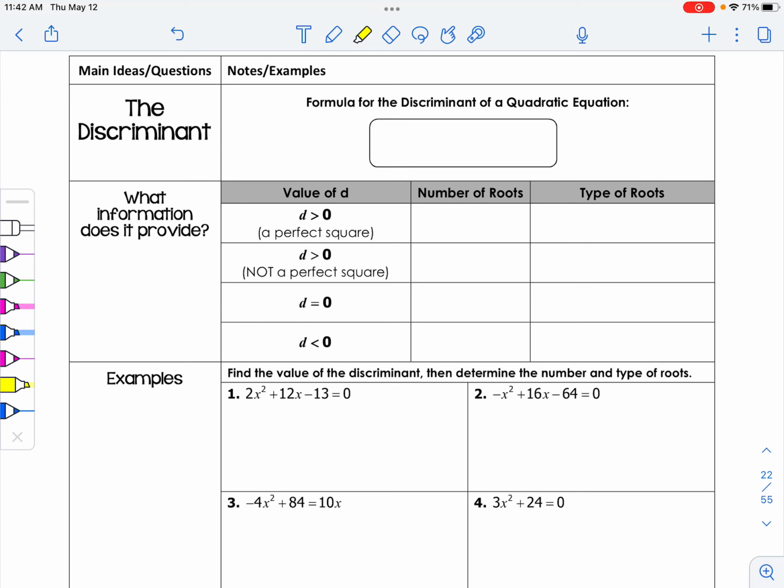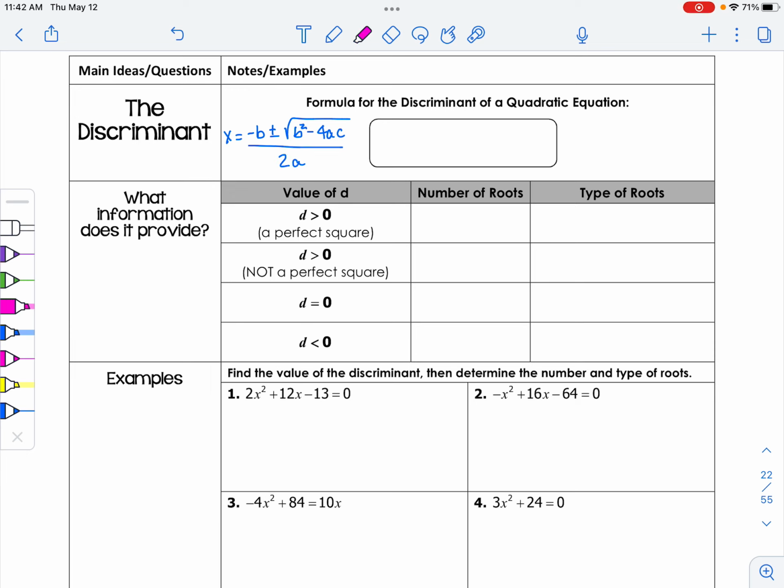All right, ladies and gentlemen, so today we're going to do a short lesson on the discriminant. What I want you to understand is the discriminant is part of the quadratic formula, the quadratic equation. So off to the side, I'm just going to write down the quadratic equation, what we know: x equals the opposite of b, plus or minus the square root of b squared minus 4 times a times c, all over 2 times a.